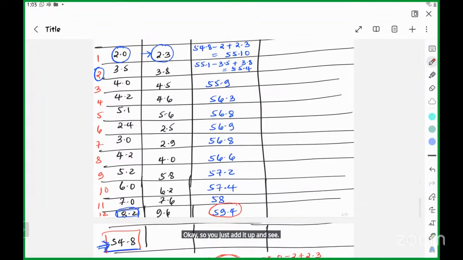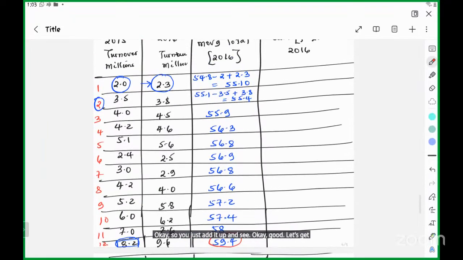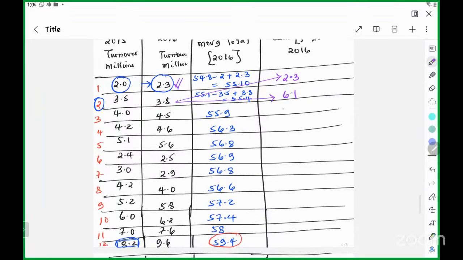Okay, good. Let's get the cumulative total. Guys, ask when you have a challenge. So cumulative total is 2.3, he says. This one here, 6.1. That is this plus 3.8, you get 6.1. Okay, keep going. 15.2.